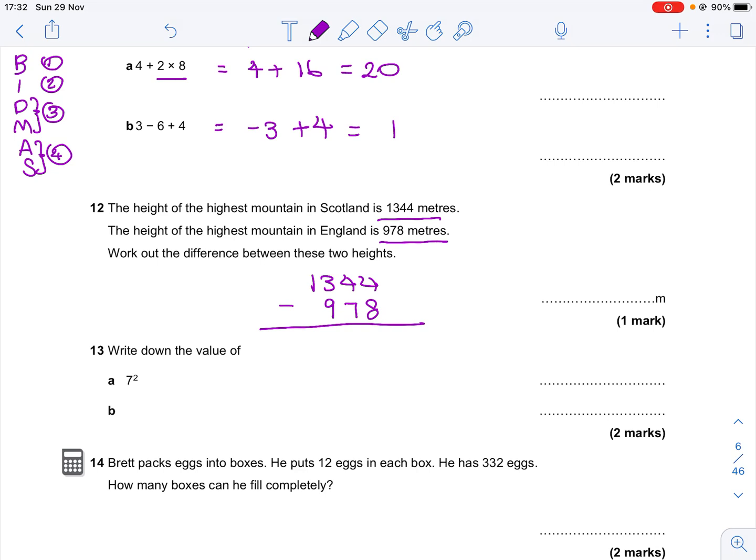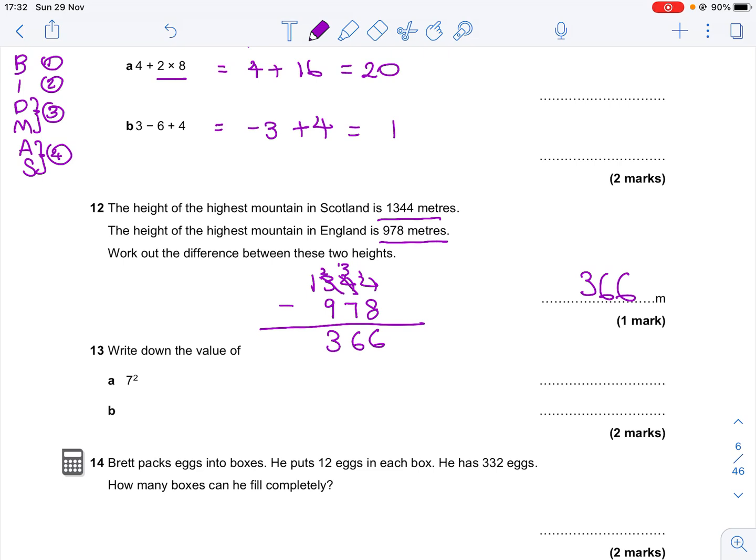So 4 take away 8 is not enough, so we need to borrow 1 from the 4, so that's 3. So we have 14 take away 8 is 6. 3 take away 7, we don't have enough, so we need to borrow 1. This becomes 2, and this is 13. 13 take away 7 is 6. Then 12 take away 9 is 3. So the answer is 366.